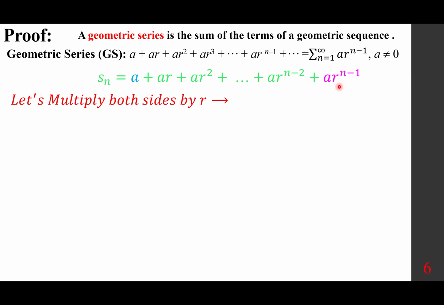So what happens? We get r times S sub n. This one becomes ar, this one becomes ar squared, ar cubed. This one becomes ar to the power of n minus 1, and this one becomes ar to the power of n. So you're multiplying everything by r.